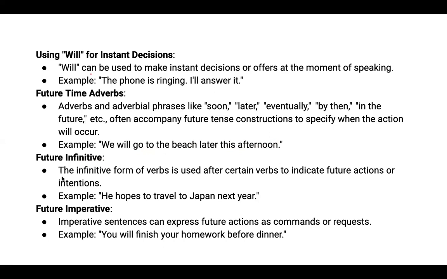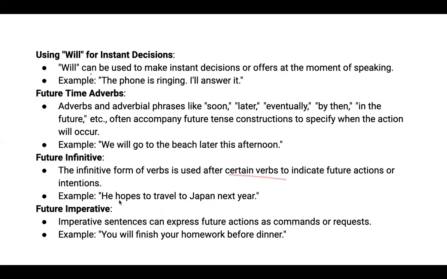The infinitive form of verbs is generally used after certain verbs to indicate future actions or intention. Example, infinitive verb. So which one is the infinitive form of verbs? You can find out: to travel, right? Let's say it is stated, he hopes to travel to Japan next year. He hopes to travel. So in that case, to travel is nothing but an infinitive form of verbs, which is used after certain verbs to indicate future action.